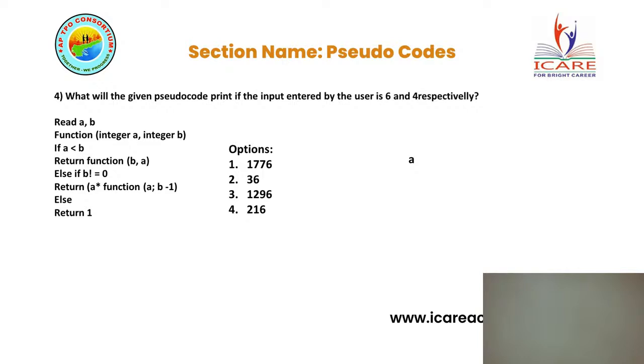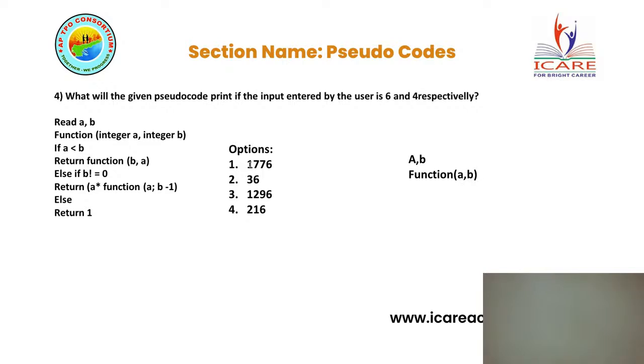We are reading the A and B values. There is a function with integers A comma B. If A less than B, return function B comma A. Here we are not calling the function anywhere in the program, so carefully observe this program. Whenever there is some function calling, then only we have to call it. If there is no function calling, we can take that. So we are calling the function with the integers a comma b.